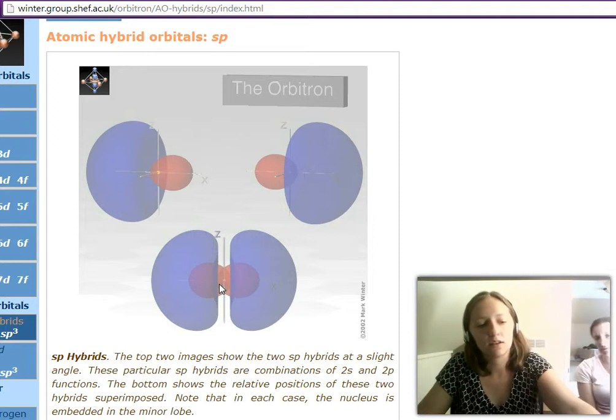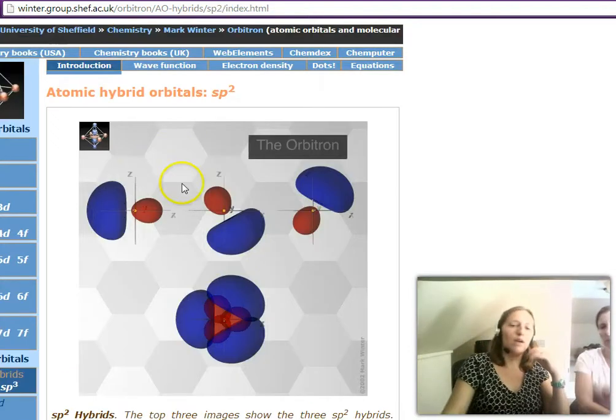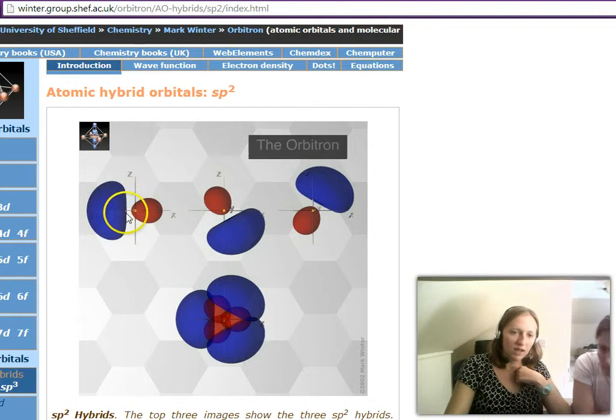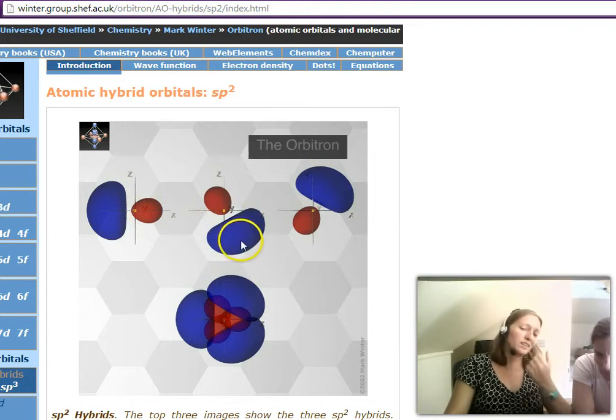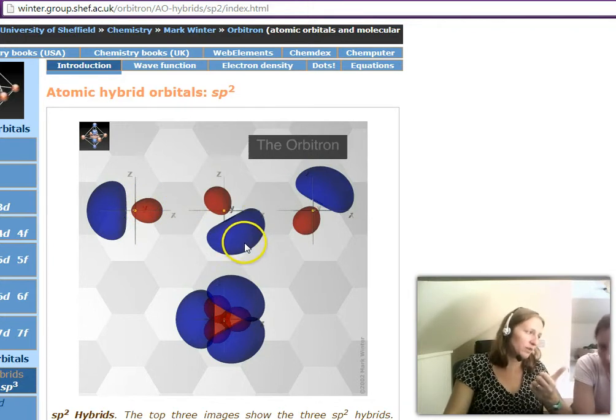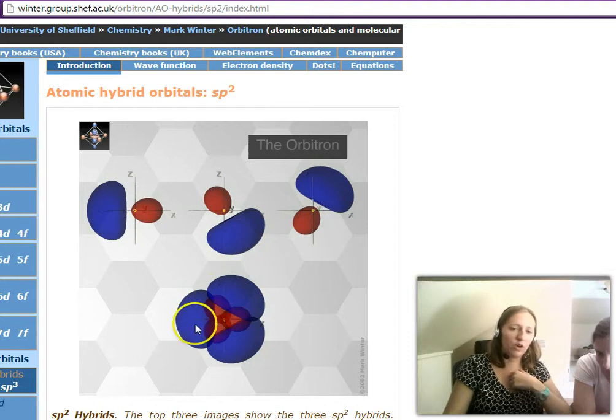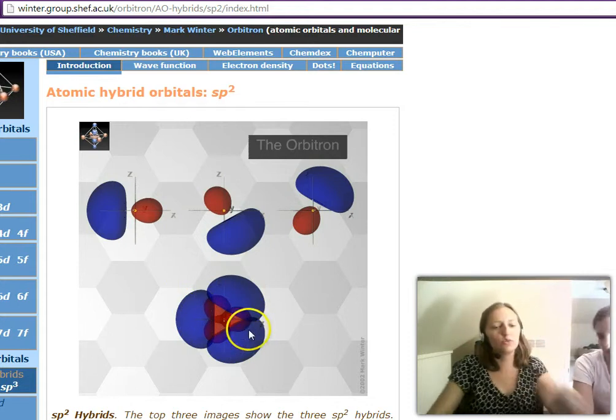And here, if you have sp2 hybridized orbitals, that's the spherical part and then the little stem part. You see it's a little bit stemmier than the sps. There are three of them, and they're oriented 120 degrees apart, which is what we saw in VSEPR theory. And when they're all together, they make a nice little lobe, lobe, and lobe, like that. So that's what sp2s look like.